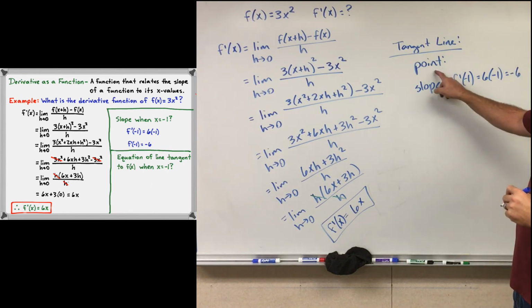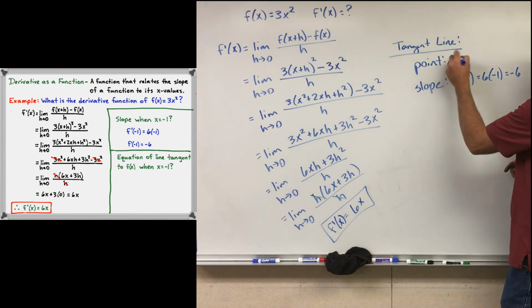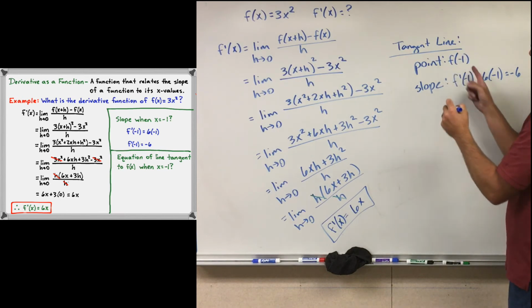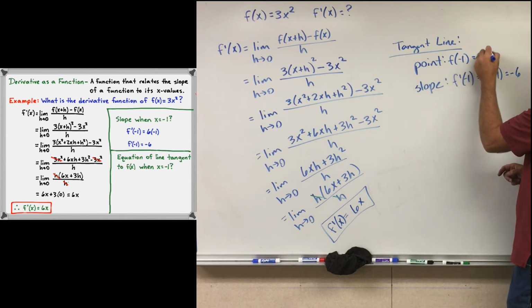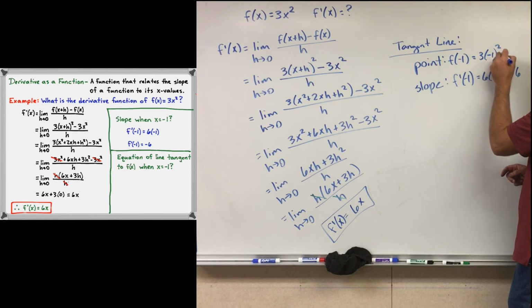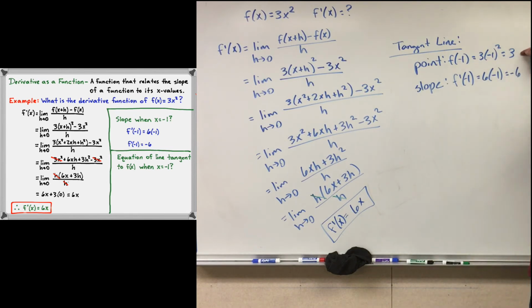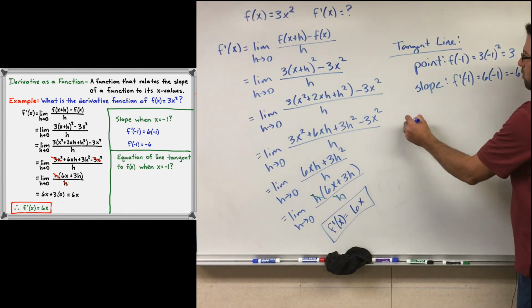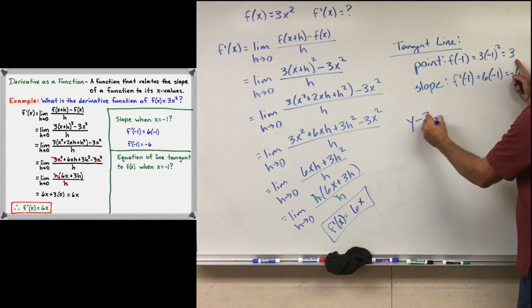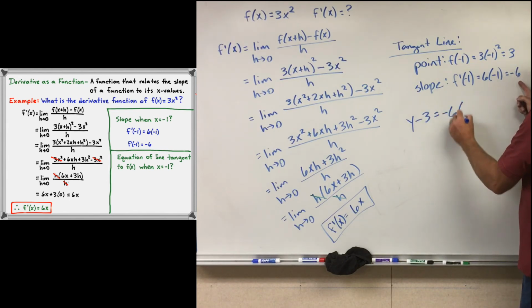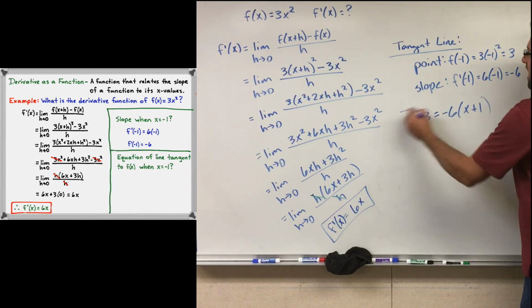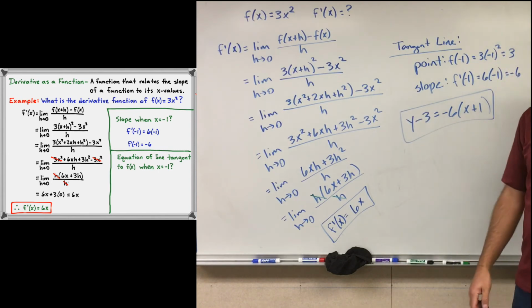And then the point would be we need to plug in -1 to the original function. So what is f of -1? Well, that'd be 3 times -1 squared, which is 3. And so now I have my point and my slope. So this is going to say y minus 3 equals -6 times x plus 1. And that is the equation of my tangent line.